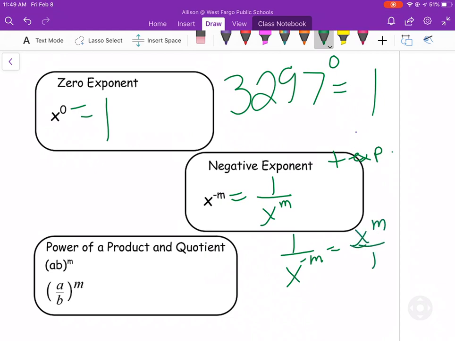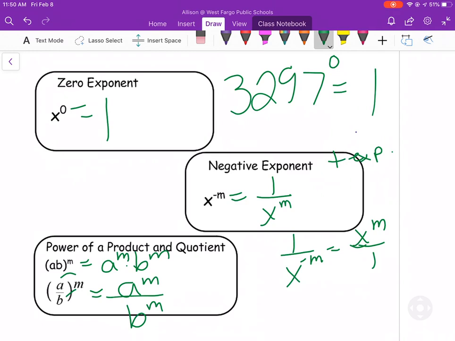So using the reciprocal. The last rule is power of a product or power of a quotient. This is where you have a product like a times b raised to an exponent. Then what you have to remember is that each item in the product needs to get that exponent. So a gets the exponent and b gets the exponent. So it becomes a to the m times b to the m. The quotient rule is similar. If you have a divided by b, all raised to the m, then the a gets the m and the b gets the m. It becomes a to the m divided by b to the m.